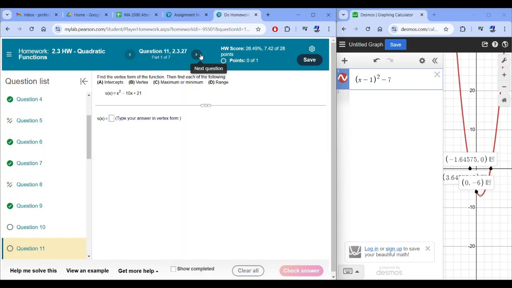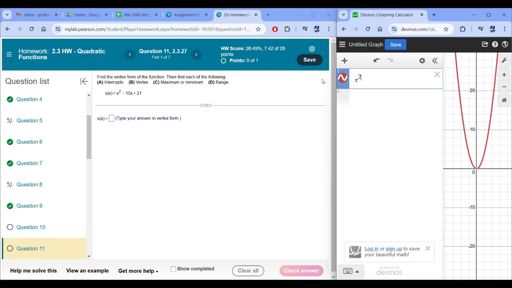Moving on. The vertex, so here, same exact thing. Let's just type that in. Let's take a look at what this looks like. So there's no surprises. X squared minus 10x, and then plus 21. So my vertex looks to be a nice number. Nice numbers. Vertex minimum range, easy.